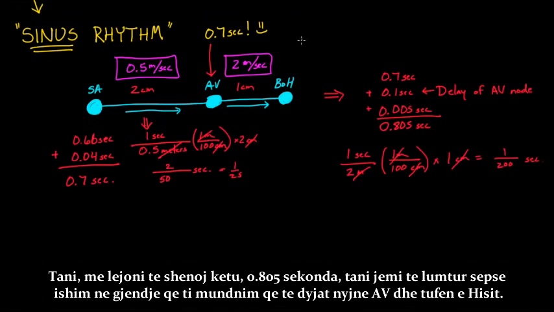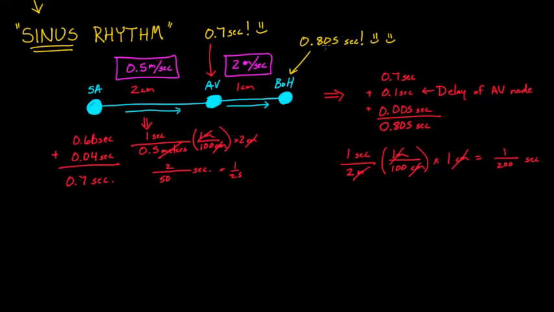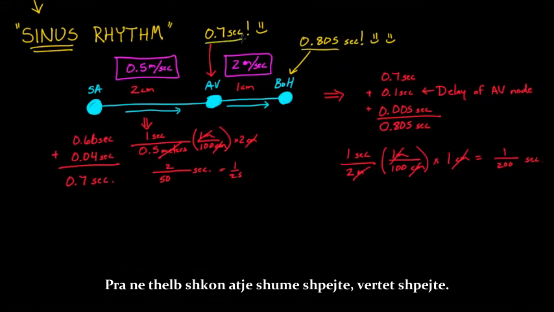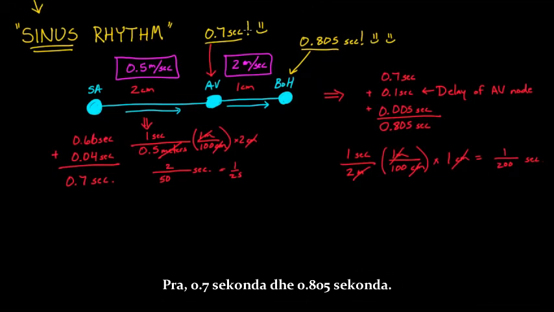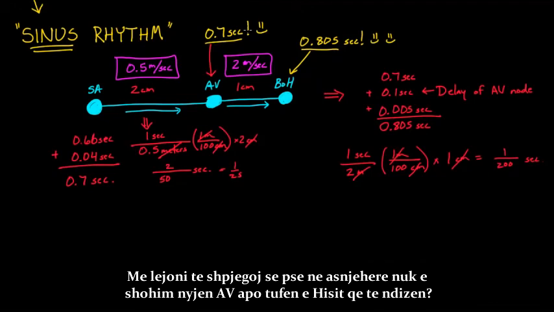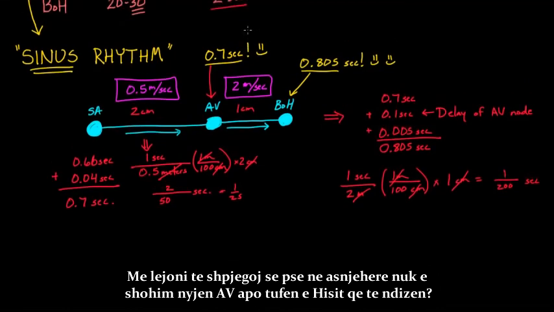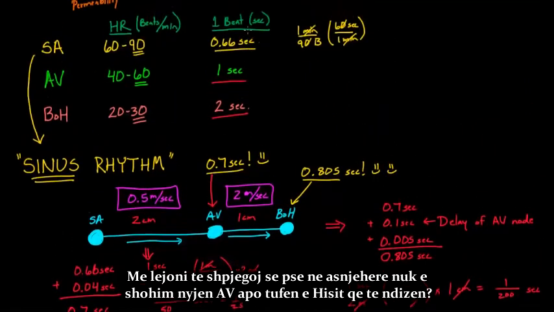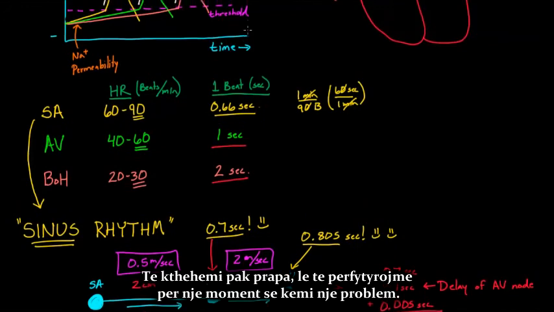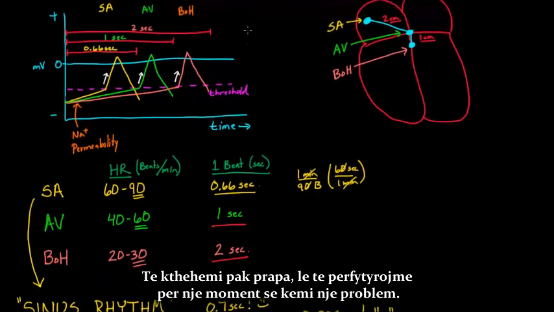So now, let me write that up here, 0.805 seconds. Now we're really happy because we were able to beat out both the AV node and, I guess from the perspective of the SA node, if SA node cells got happy, that's what they would look like. So it basically gets there really, really quickly is the point. So 0.7 seconds and 0.805 seconds. So that explains at least why you never really see the AV node or the bundle of His cells firing, right?